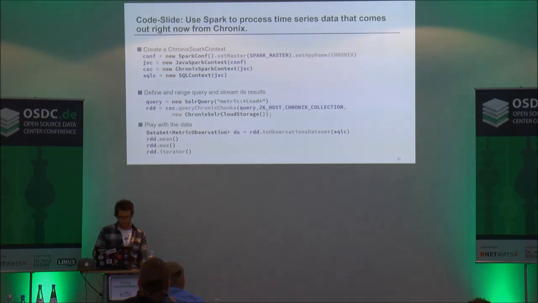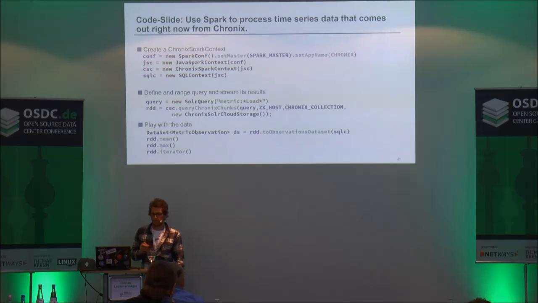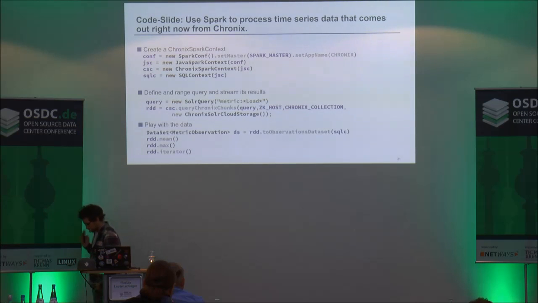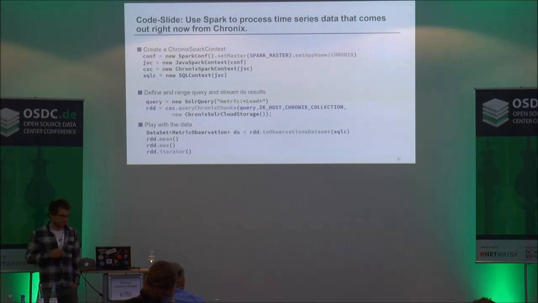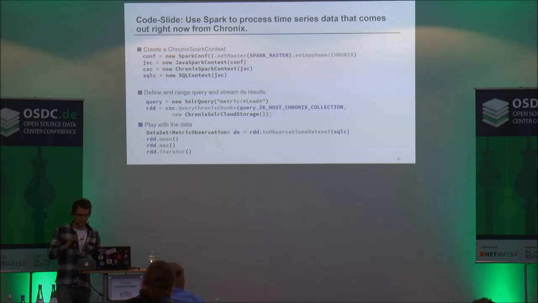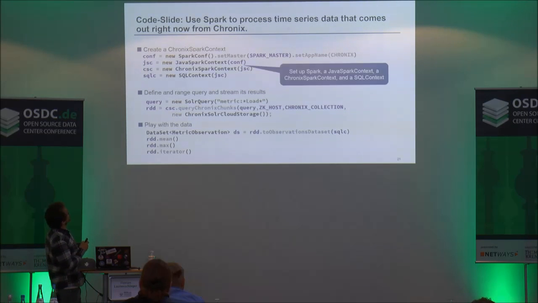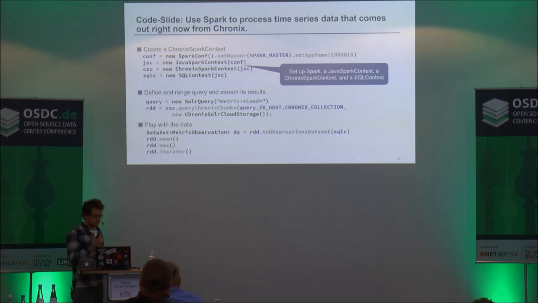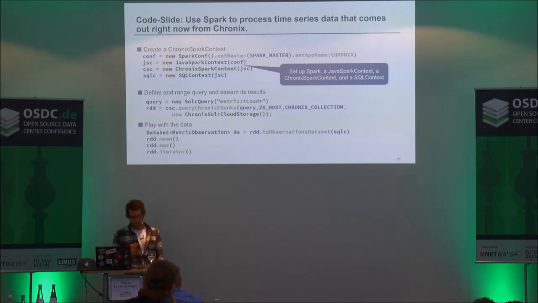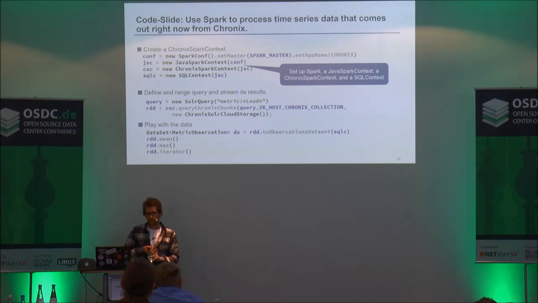And that's the second code slide and the last code slide. What has to be done to bring them all together, excluding all the infrastructure stuff? You have to set up Chronix, and you have to set up Spark. This is Java Spark context. You have to set up the Chronix Spark context and an SQL context.